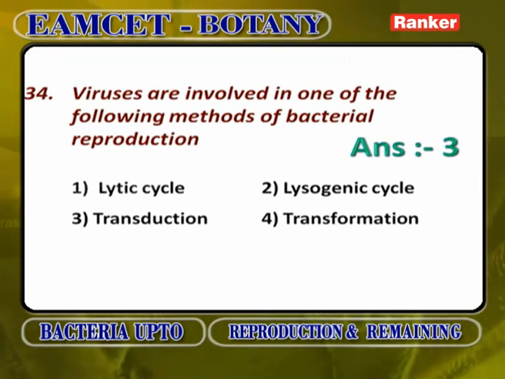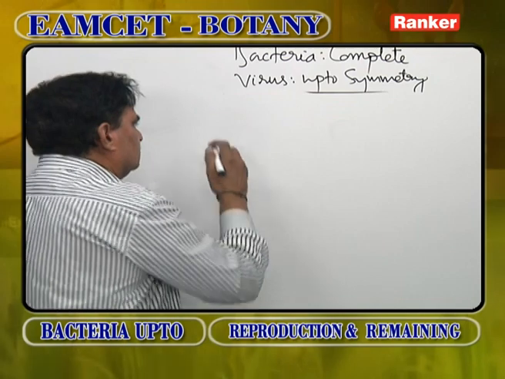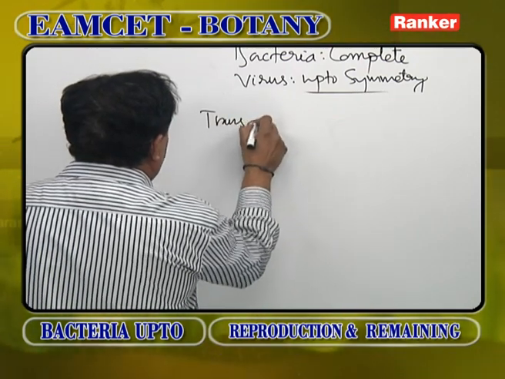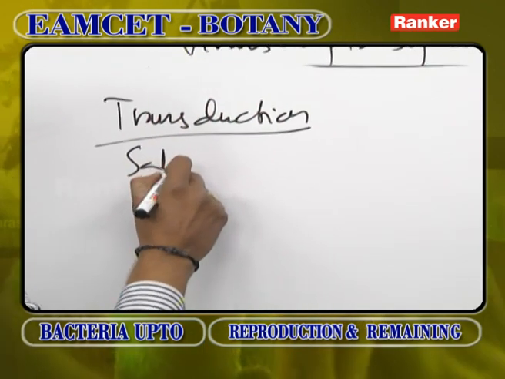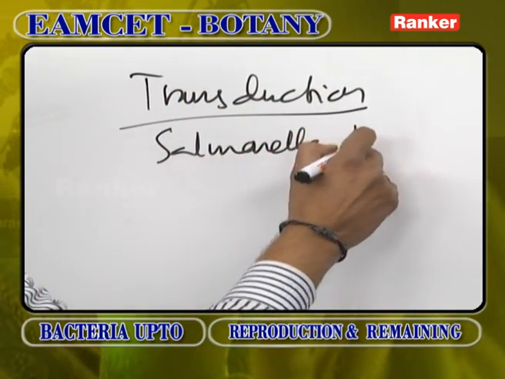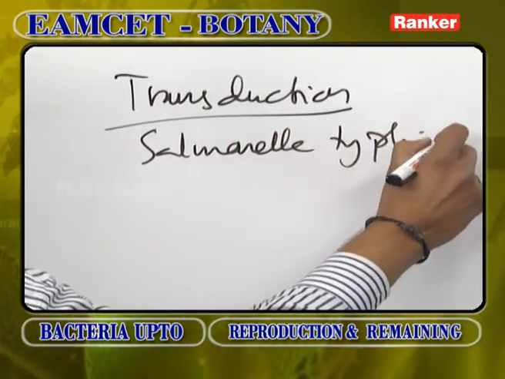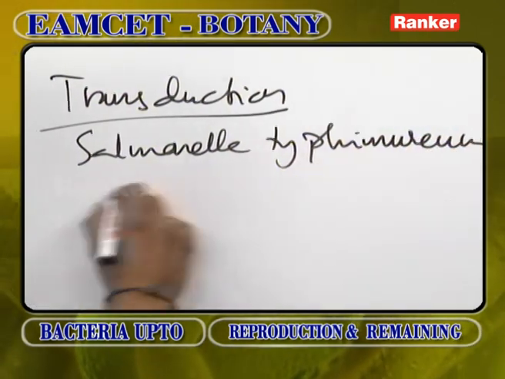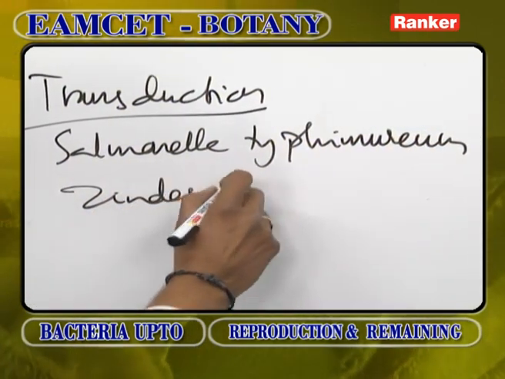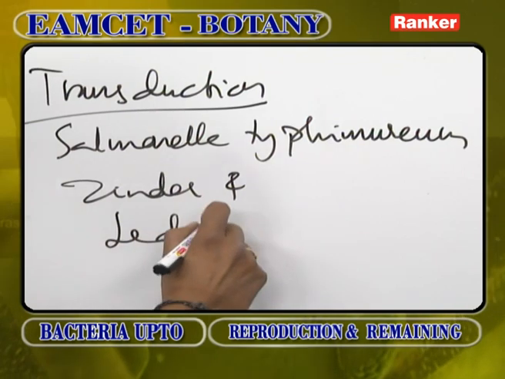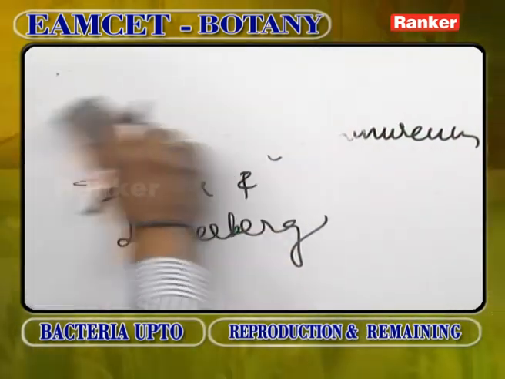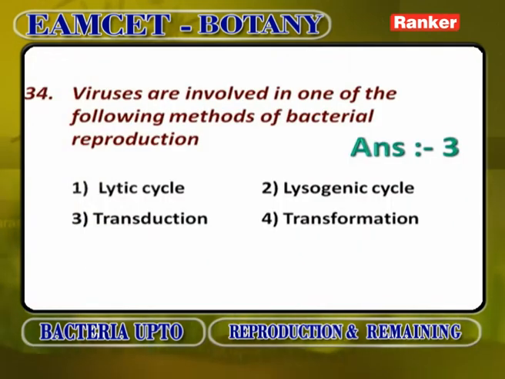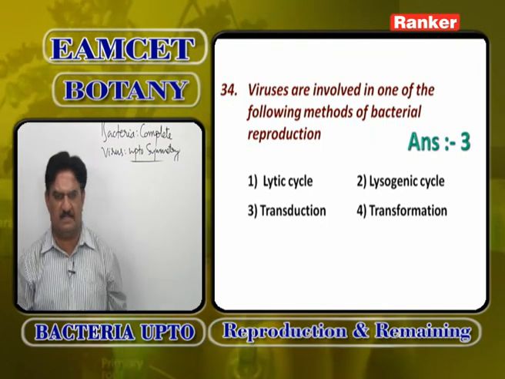Viruses are involved in one of the following methods of bacterial reproduction. Viruses are involved in a special method called transduction. What is transduction? Transduction was reported in Salmonella typhimurium by Zinder and Lederberg. The transfer of bacterial DNA from one bacteria to another bacteria with the help of bacteriophage is called transduction.